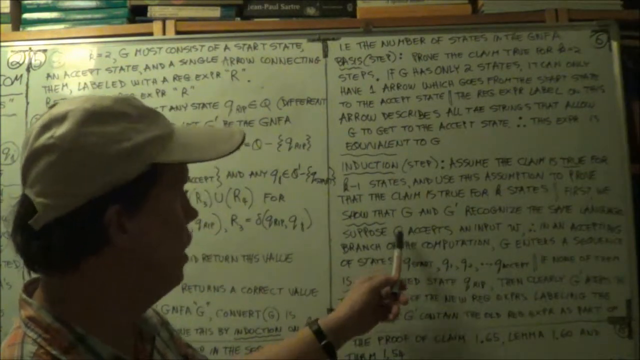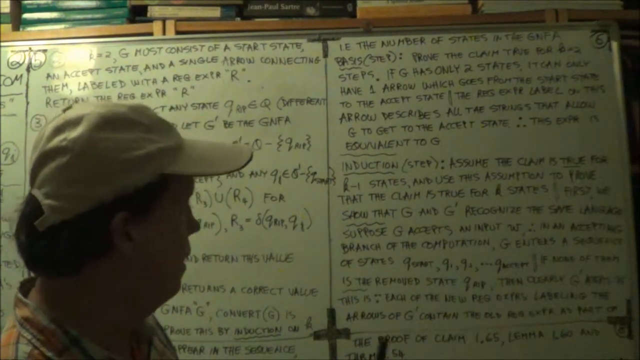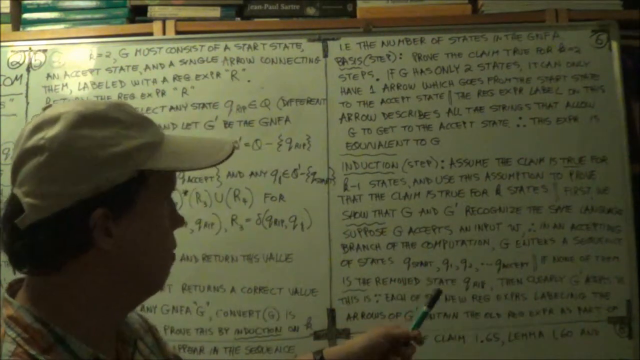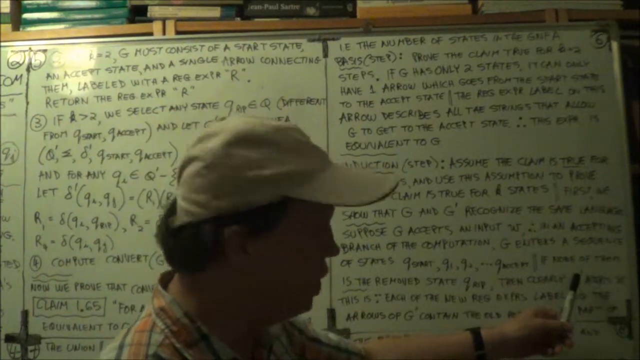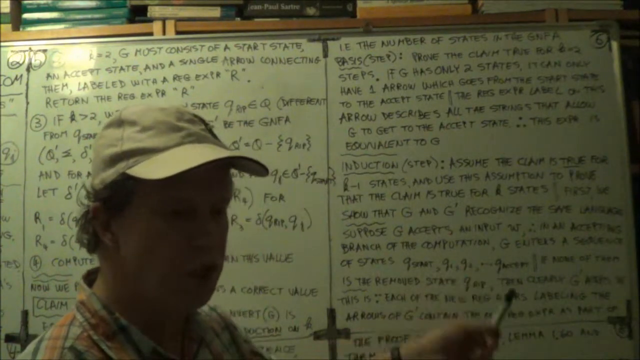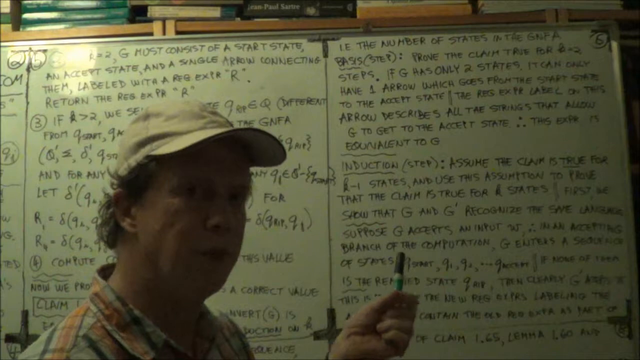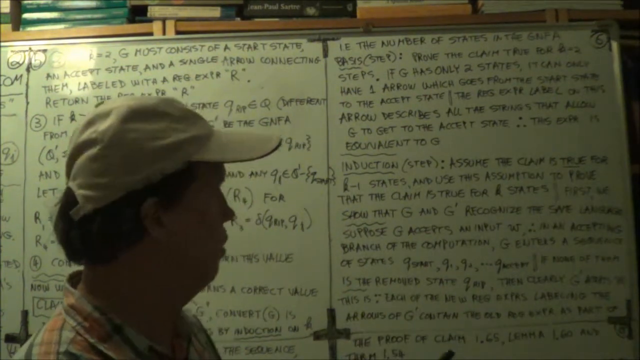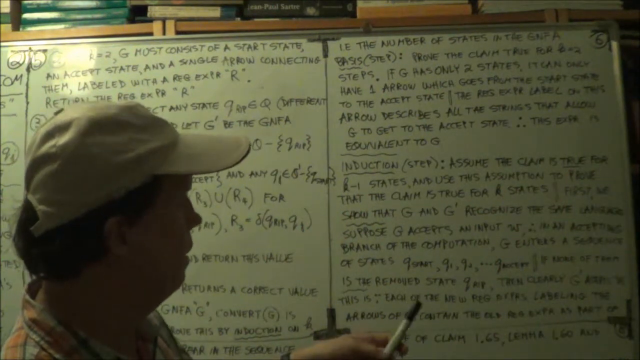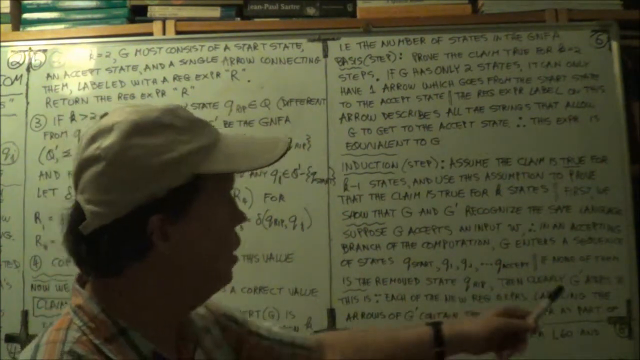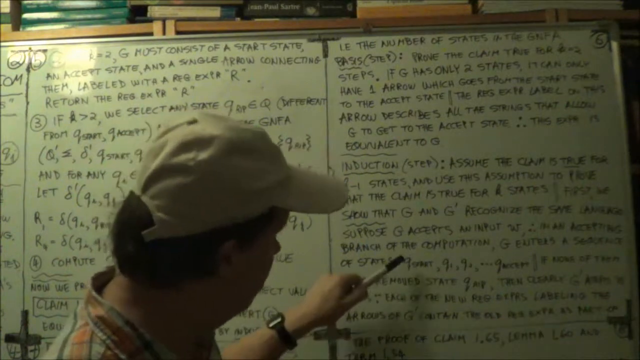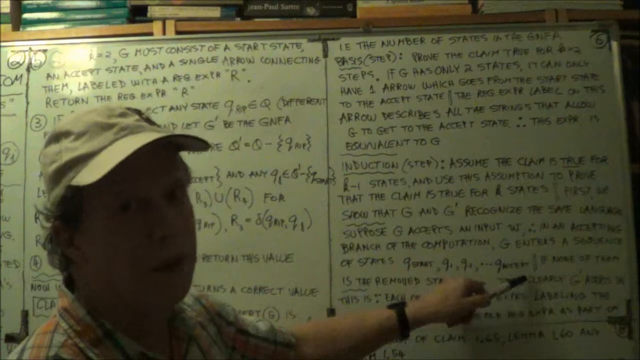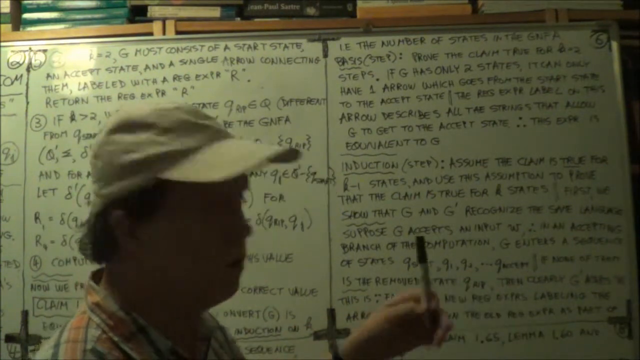Okay, that's for G. Now there are two cases that happen. Now we're talking about G dashed, and we're trying to show that G and G dashed do the same job. They recognize the same language, and hence, as machines, they're equivalent. Now two cases: for this path from start to accept, there are two possibilities.